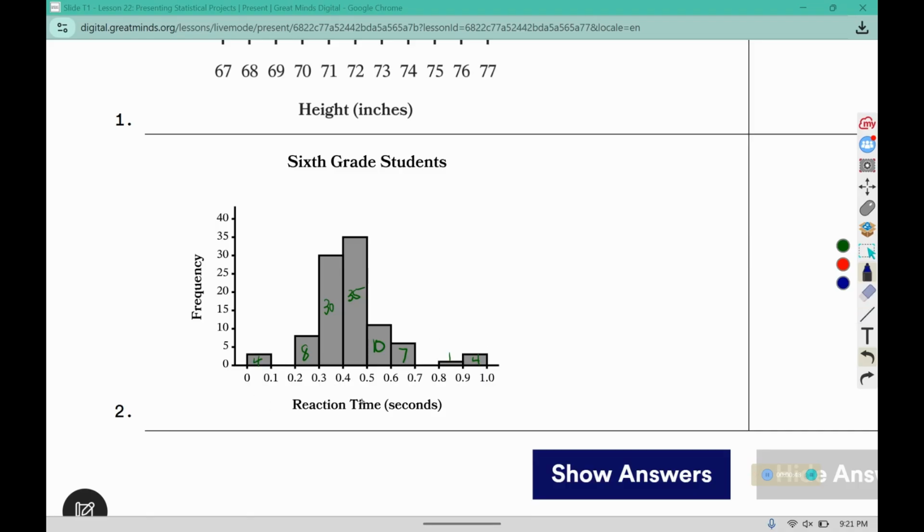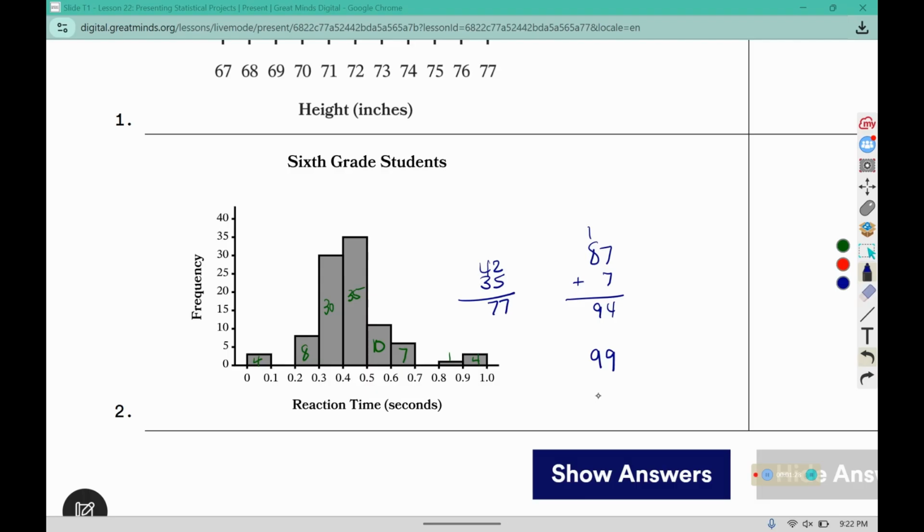Let's total up all of these to figure out how many there are altogether. 4 plus 8 is 12. 12 plus 30 is 42. 42 plus 35 makes 77. Plus 10 would be 87. Plus 7 would make 94. Plus 1 is 95. Plus 4 makes 99.